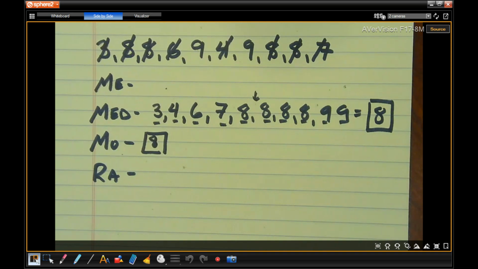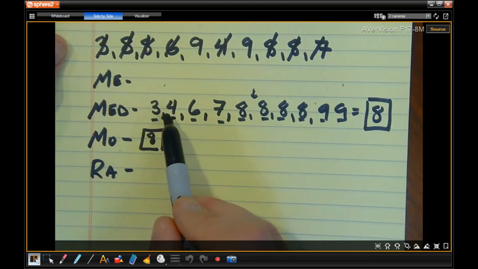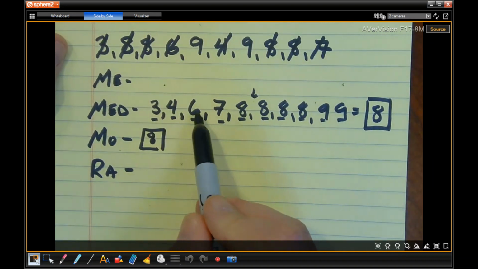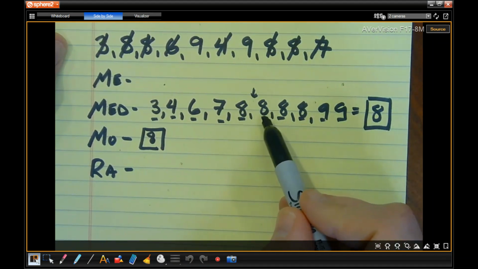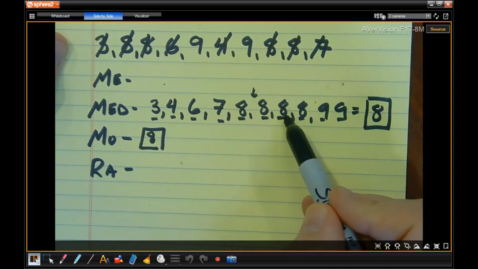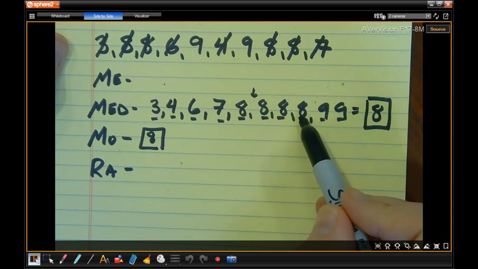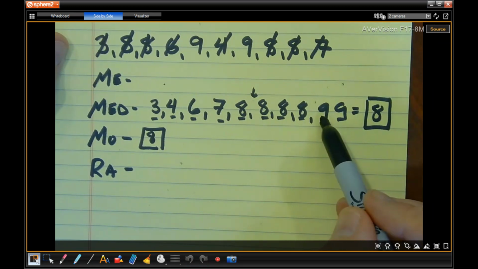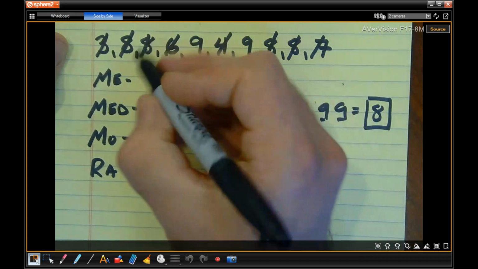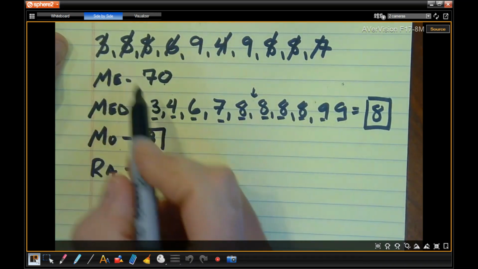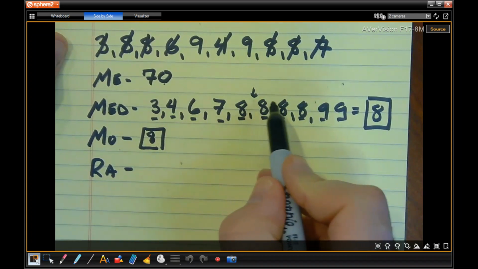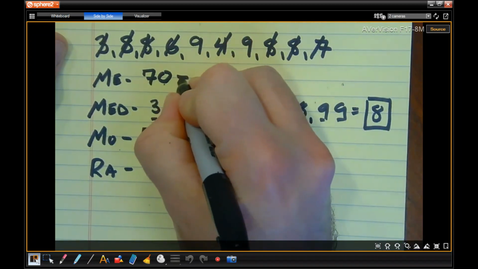All right, so let's have a look at our average here, our mean, our true average. Let's add them up. 3 plus 4 is 7. 7 plus 6 is 13. 13 plus 7 is 20. Plus 8 is 28. Plus 8 is 36. Plus 8 is 44. Plus 8 is 52. Plus 9 is 61. Plus 9 is 70. So we add them together, we get 70. And we have 1, 2, 3, 4, 5, 6, 7, 8, 9, 10 terms.